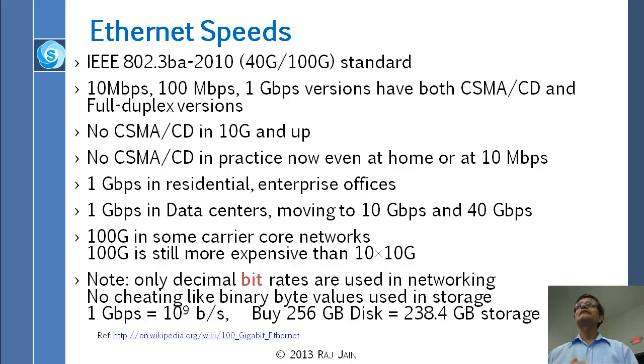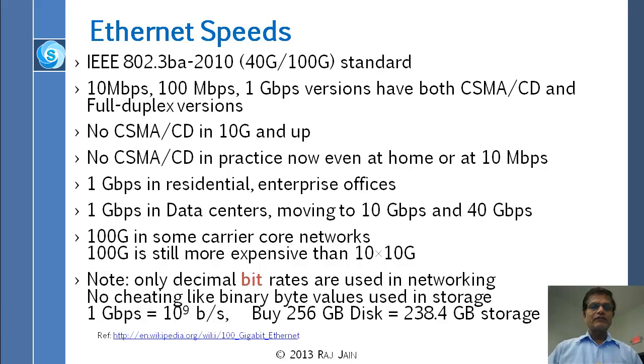After 1 gigabit, they said, forget CSMA-CD. We don't use it. Why waste time on this? The 10 gigabit standard has no CSMA-CD version. Obviously, 40 and 100 gigabit do not have any CSMA-CD in them. And even at 10, 100 and 1 gigabit, nobody uses CSMA-CD. Even when you buy a home $5 switch, it doesn't use CSMA-CD. Everything is basically full duplex, which means there's no collision.